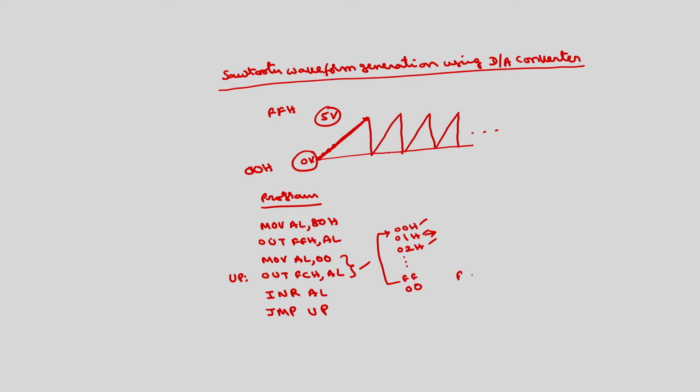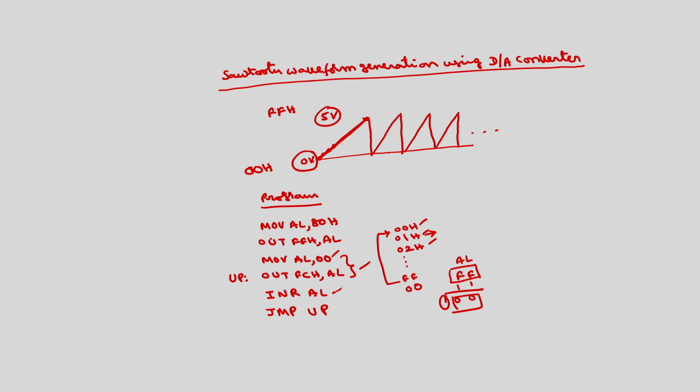FF, if I add 1, the carry flag will be set, but the result in AL will be 00. So in AL we have FFH. If I add 1, after that AL will contain 00H. That is why here there is no loop, there is no comparison, I am just simply incrementing AL. I have taken 00H, so it will go up to FF.